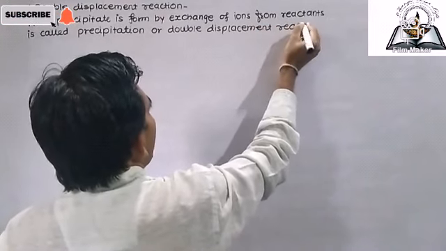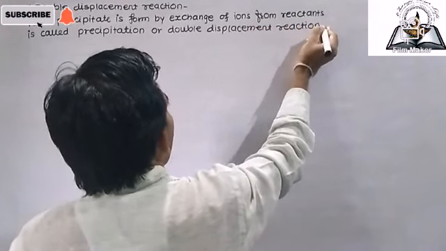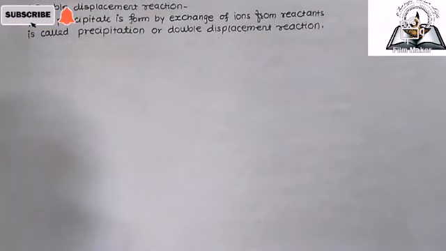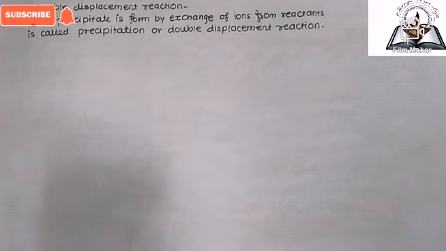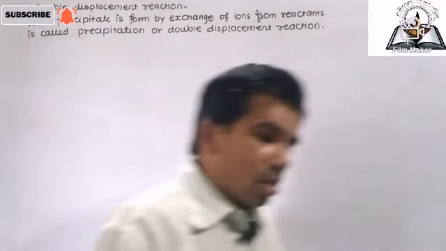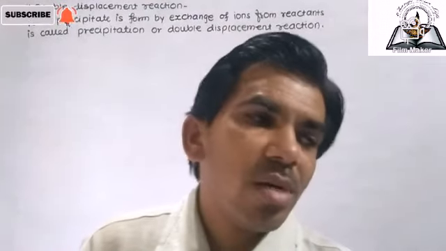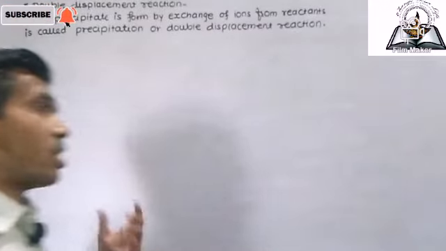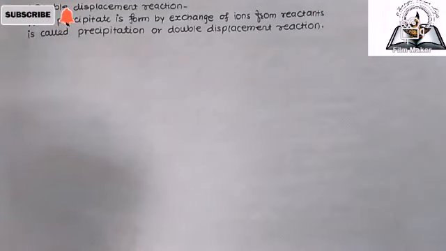What happens in case of double displacement reaction? So in case of double displacement reaction, the precipitate is formed by exchange of ions of reactants, it is called precipitation reaction or double displacement reaction. डबल डिस्प्लेसमेंट में क्या होता है? डबल डिस्प्लेसमेंट में जो रिएक्टेंट्स है जिसमें आयंस है, यानी कि स्पेशली ये रिएक्शंस takes place in the ionic forms substances.